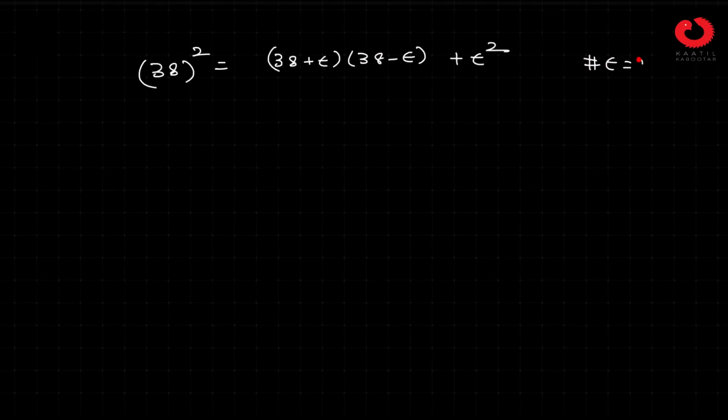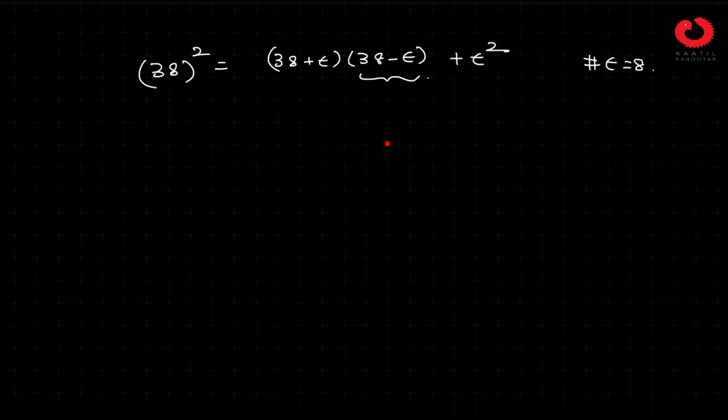Okay, now the number we started with was 38. So 38 square we wrote as 38 plus epsilon, 38 minus epsilon, plus epsilon square, and in the first case we took epsilon as 8 to make this term 30.